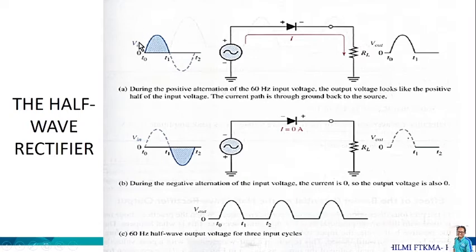But when the input voltage goes into the negative alternation, let's say from t1 to t2, which is the second half of its cycle, the diode is going to be reverse biased, and therefore no current is going to flow through this diode, and the voltage across the load resistor is going to be zero. So the output voltage is going to be equal to zero from time t1 to t2.